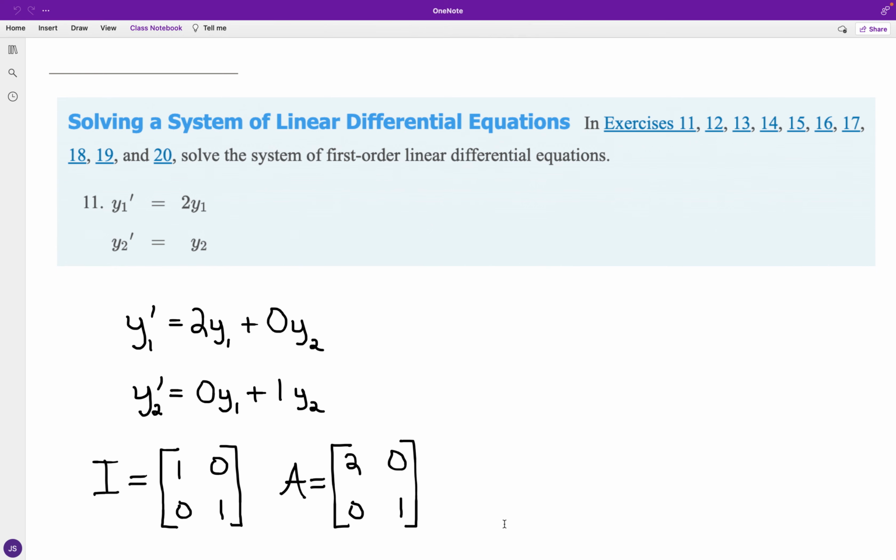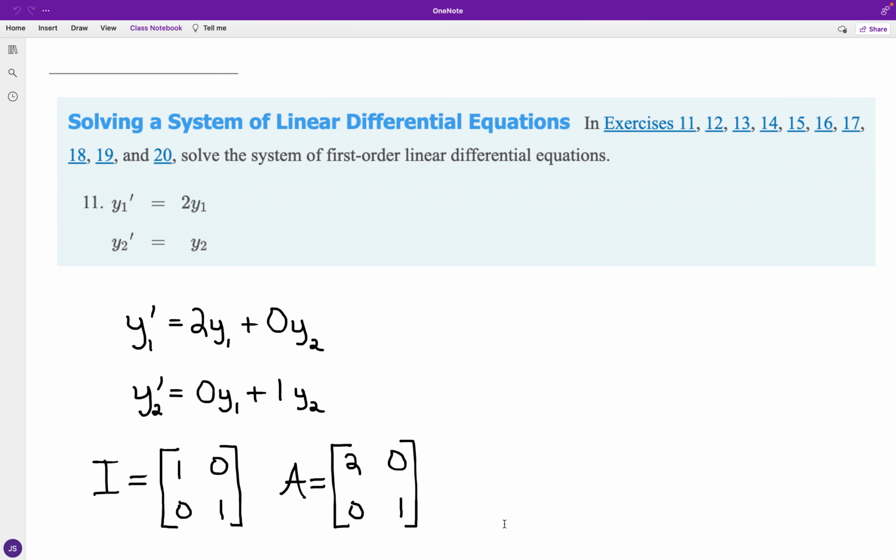Okay, for this remaining part, we're going to be looking at using eigenvalues and eigenvectors to solve systems of differential equations. The notation I will be using will be somewhat different from what is in the textbook, but you're still going to arrive at the same results.